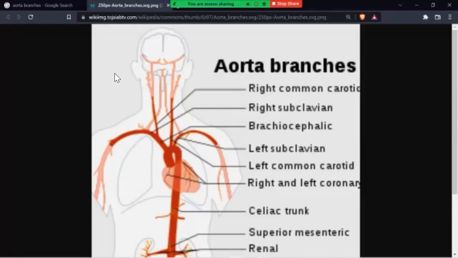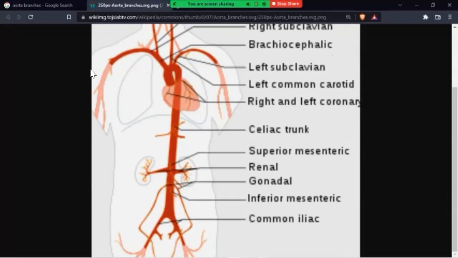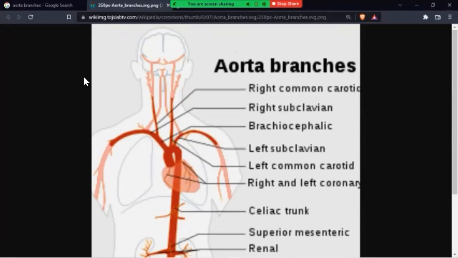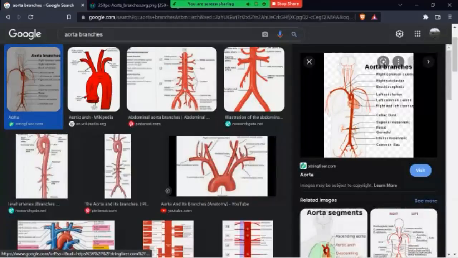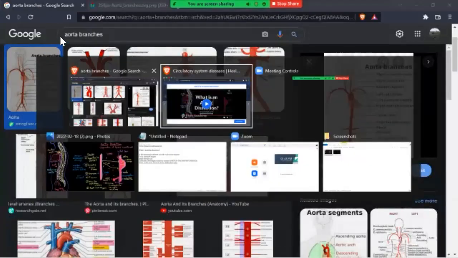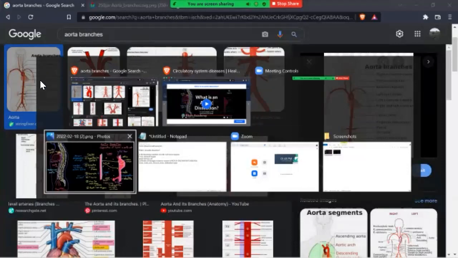We have the left subclavian, which goes to the other arm, and the left common carotid. Then we have the celiac trunk, the renal artery, and the inferior mesenteric. In this part over here under the kidneys, it's common to have aneurysms. You see the iliac bone here, the common iliac, right? And so we have that.